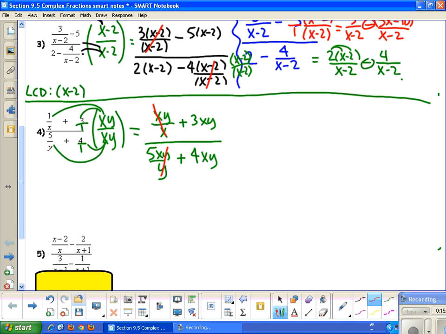And again, the only reason those cancel out is because there's no addition or subtraction. You cannot do that if it was plus 5x plus y, or x plus y over x. That would not cancel out. It's only because it's multiplication and division.